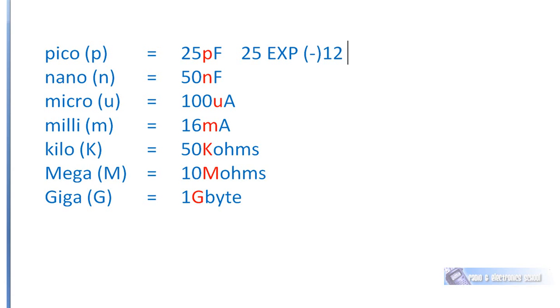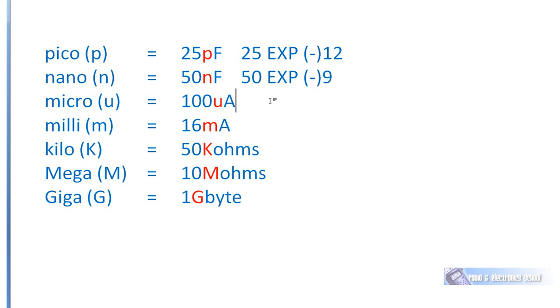Nano is a thousandth of a millionth, and that's too big of a number for us to manipulate in the calculator, so we would type in 50 into the calculator, press the exponent key, press the minus key, and then nano is a thousandth of a millionth, that's 9 zeros, so it's 9.